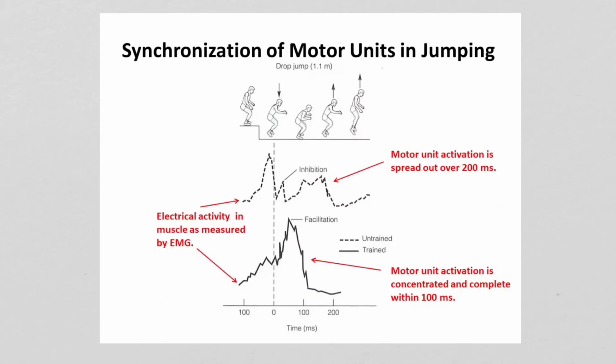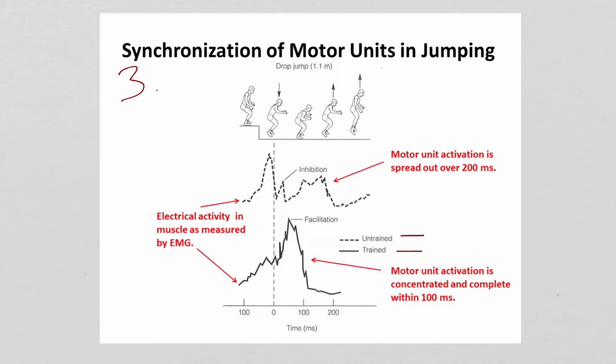The third neural adaptation is called synchronization of motor units. In this example, we show the electrical activity that's measured in muscles of someone doing a plyometric jump, in both the untrained state, the dashed line, and after a period of training, the solid line. At time 0 in this graph, the person hits the ground, and then immediately switches directions and tries to jump as high as they can.